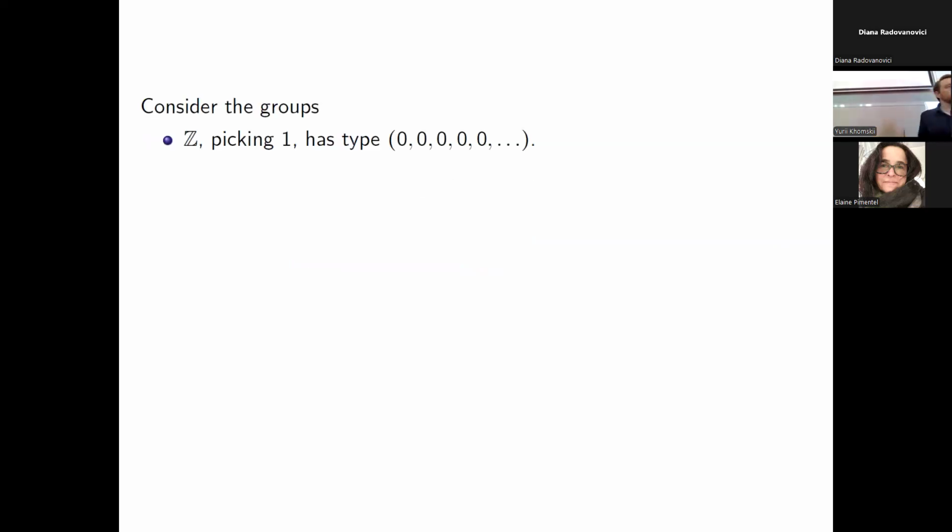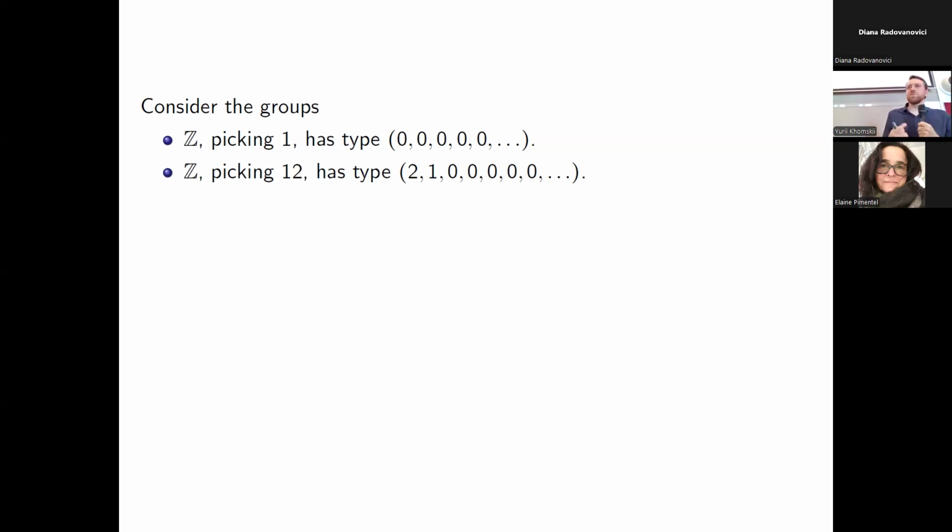So the idea is we're going to take some group and we're going to pick some element, and then we're looking at the type sequence for that particular element. So if I take the integers and I pick 1, well, it's not divisible by any primes. So its type is going to be just the sequence of all zeros. On the other hand, I didn't have to pick 1. I could have picked any other element. So maybe I picked 12.